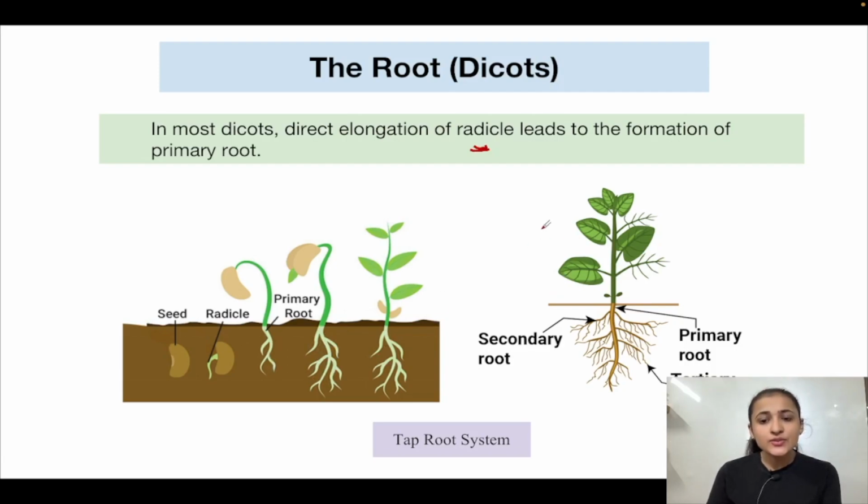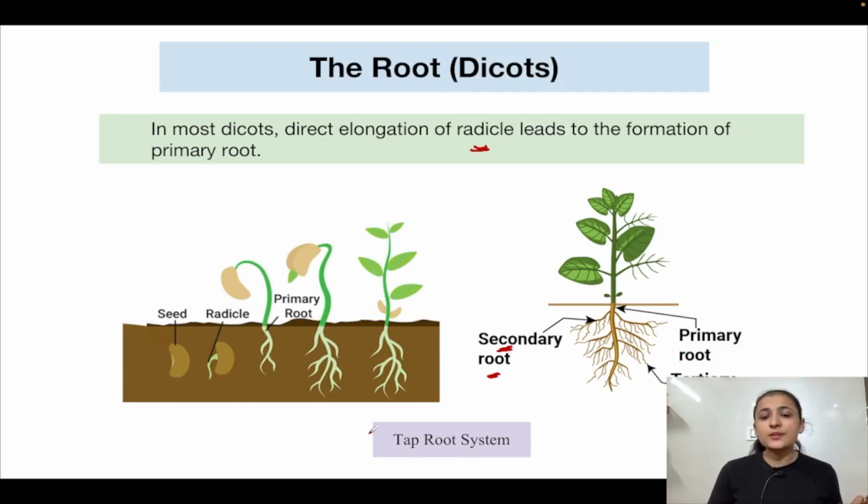What are the lateral roots? Lateral roots are the secondary roots and the tertiary roots. So the main root is the primary root. From the primary root arise the secondary roots, and from the secondary roots arise further roots which are even finer than the secondary roots, which are the tertiary roots. So the thickest is the primary root. Then comes the secondary root, which is finer than the primary root, and even finer than the secondary root is the tertiary root. So this represents the tap root system, in which a primary root is there and lateral roots are there. Both secondary root and tertiary root comprise the lateral roots.